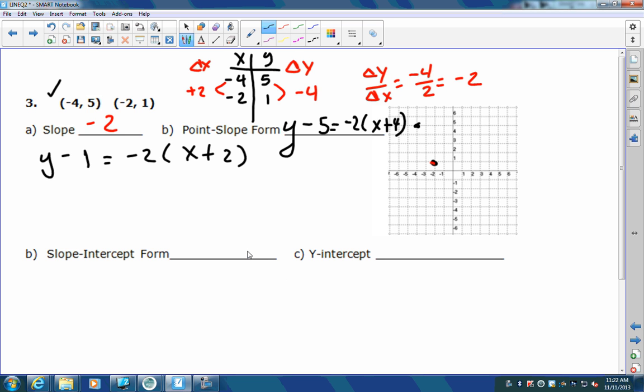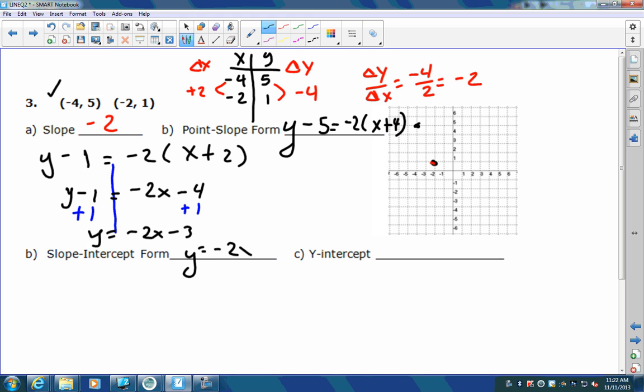All right, so either one, if I go to solve and get y by itself, it'll come up with the same equation. Y minus 1 equals negative 2x minus 4. I'll add 1 to each side. I get y equals negative 2x minus 3. So that's slope-intercept form. My y-intercept is 0, negative 3. So now I can go down here to 1, 2, 3, negative 3, and I can draw my line.